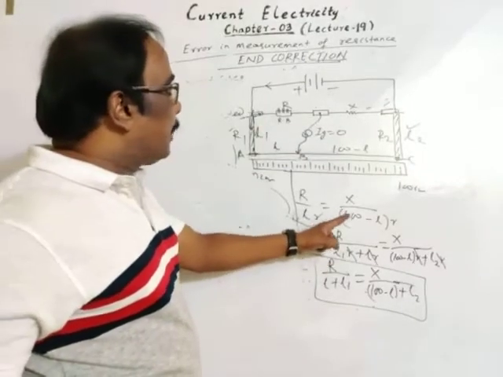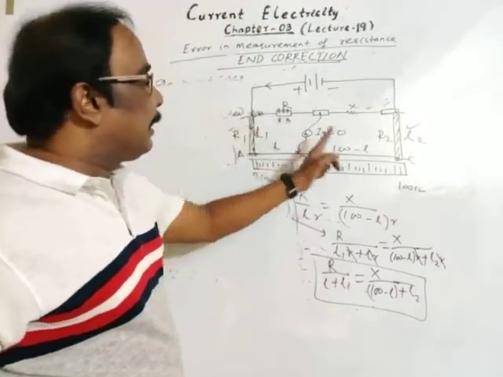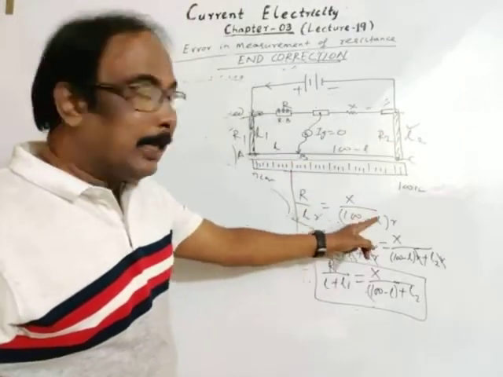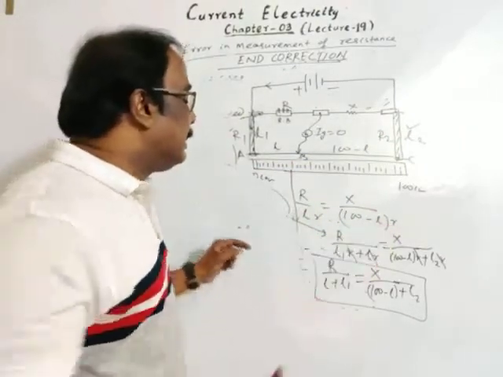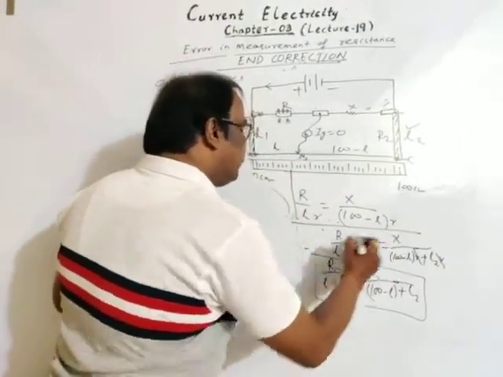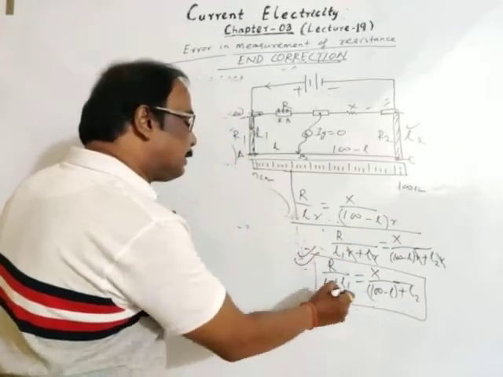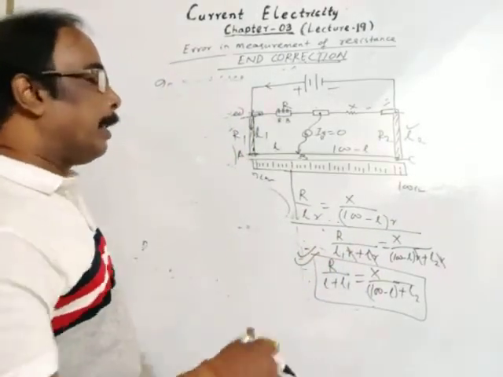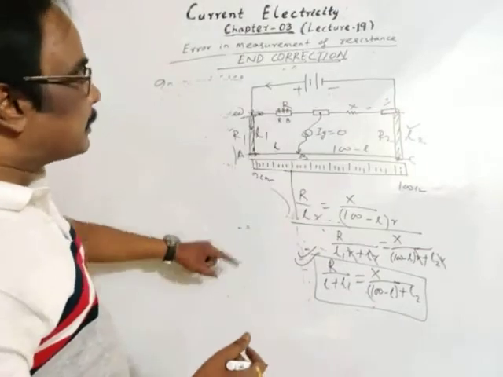So this was the previous relation. If end correction is neglected, then this is the relation. R will get cancelled by taking end correction. This is the relation considering end correction. Okay, let a question be given like this.